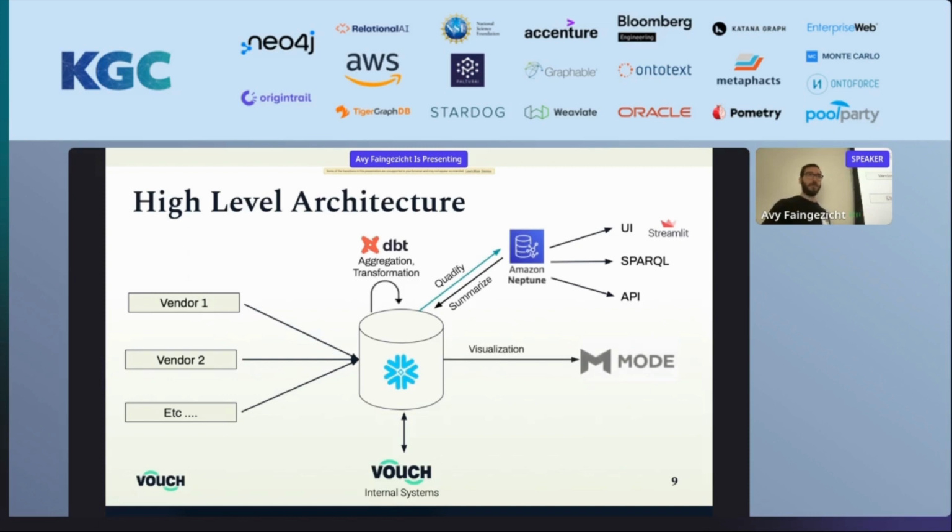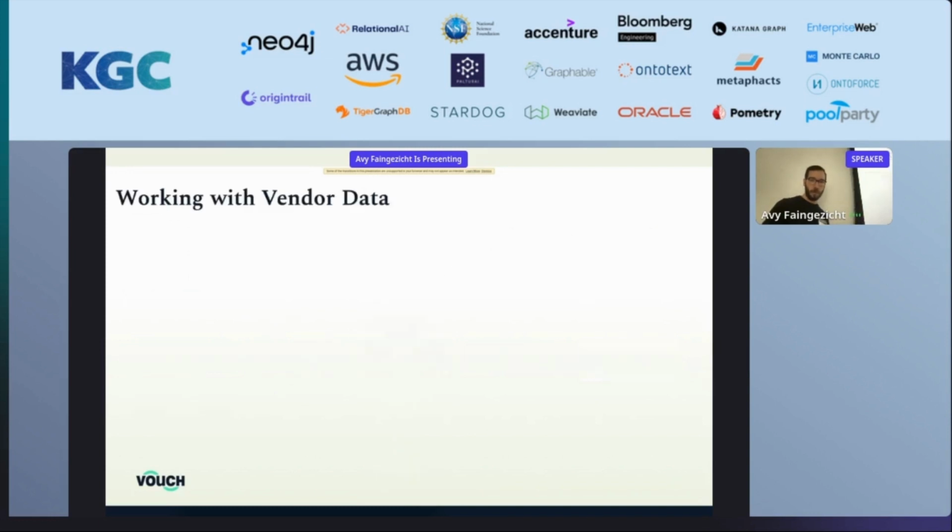Separately, as Nabeel was mentioning, we have Mode as our BI tool. Our analysts are not really accessing the graph directly. They're accessing via these tables that we're summarizing into Snowflake. So really the core of our system ends up being the information that we put back into these relational tabular views. And we're going to talk a little bit about how we do that.